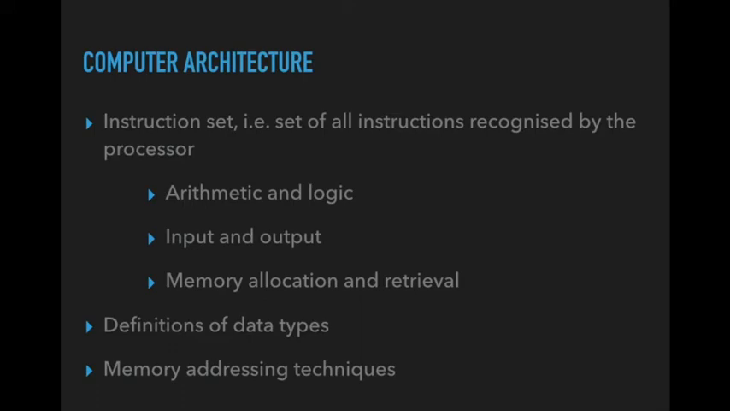And the computer architecture also includes the definition of the number of bits used to represent various data types, for example, integers or characters or float data types. And it also includes the techniques for addressing memory. And I will come to that in a while.